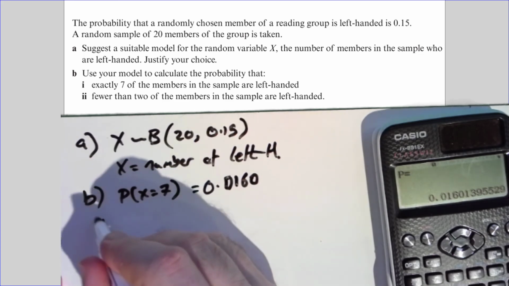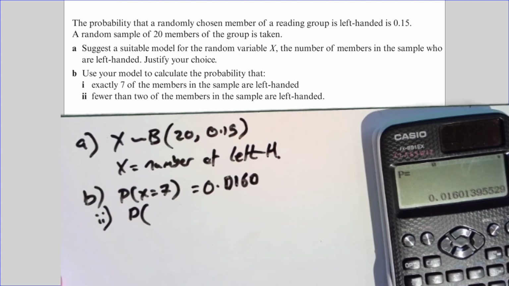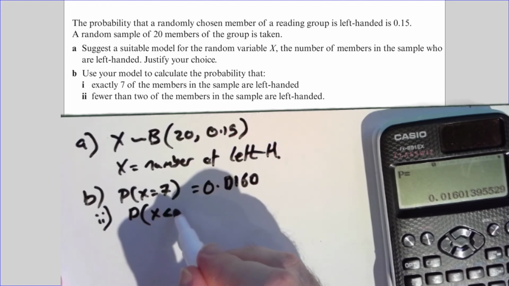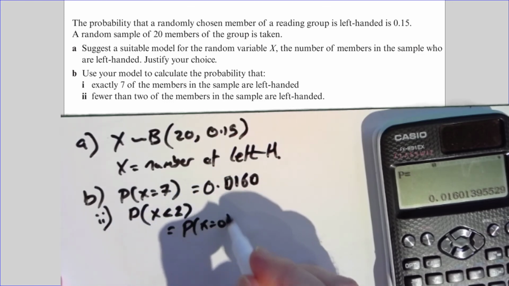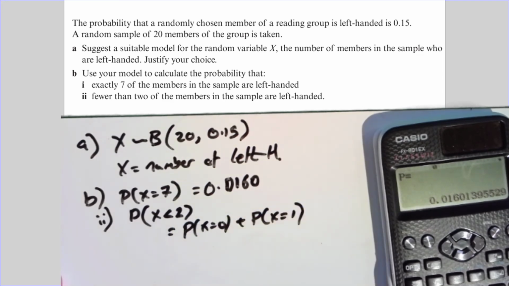For BII, we're asked to find the probability that fewer than 2 members are left-handed. So this is X is less than 2, which is the same as the probability X equals 0 plus the probability X equals 1. Because we could have 2 successes or 2 left-handed people, no, 1 left-handed person or no left-handed people, and those are the only options for fewer than 2.